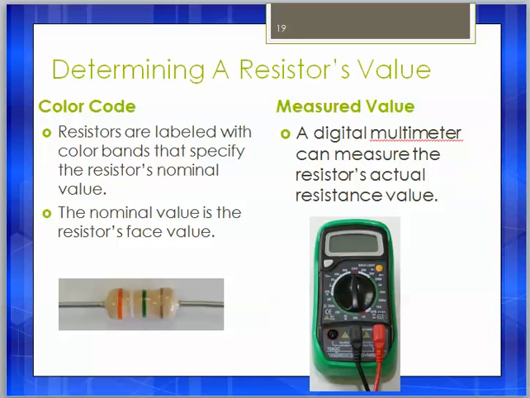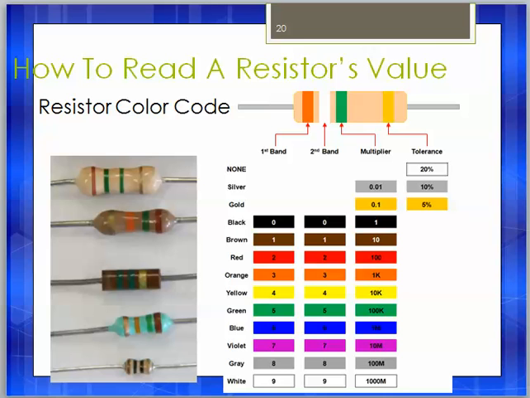Determining a resistor's value. Well, this comes down to color code. You can either measure a value or we can look at the color code. We're going to real quickly try to teach you to look at the color code. It's been a while, but we'll look at it. Basically, you're going to look at the 4 bands on here. And the first band tells you, and you have a color here, and that's going to tell you the value.